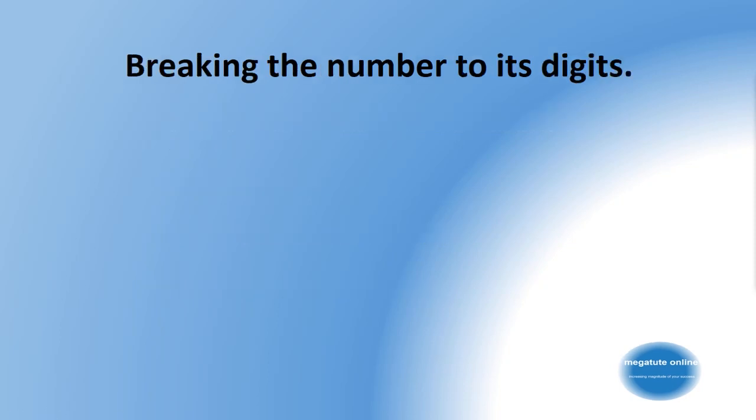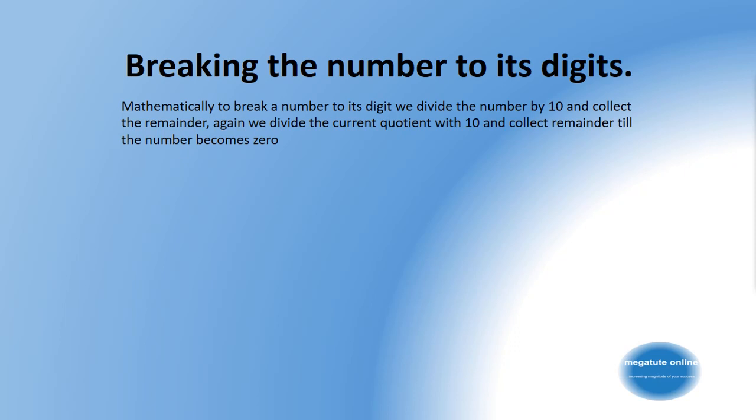Now, if you look into a mathematical way of breaking a number into digits, then we need to divide the number by 10 and collect the remainder. Then again, we need to divide the quotient of this process with 10 and collect the remainder till the number reaches 0. Let's see an example over here.